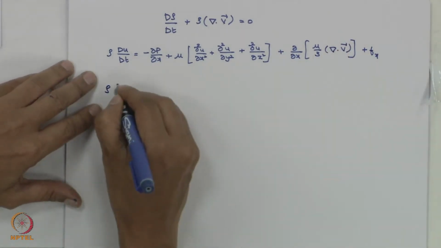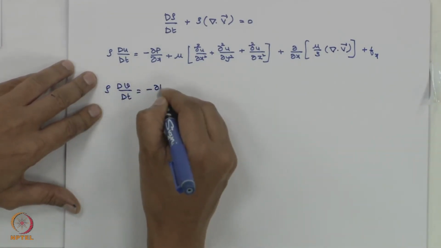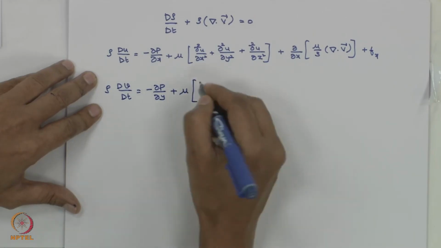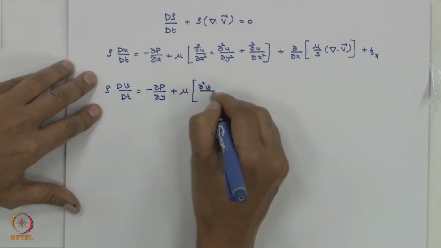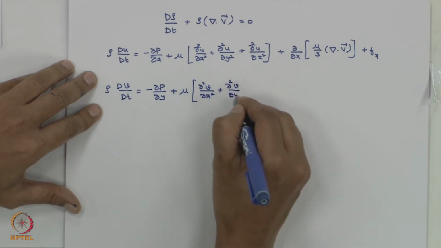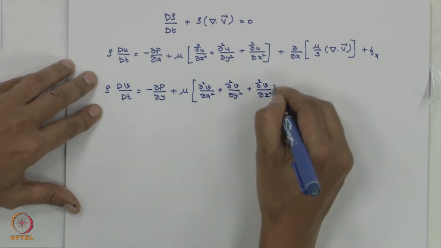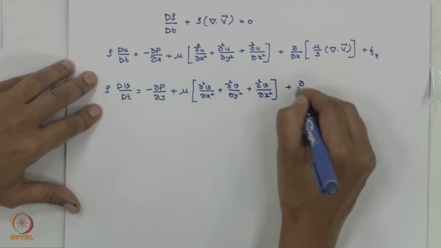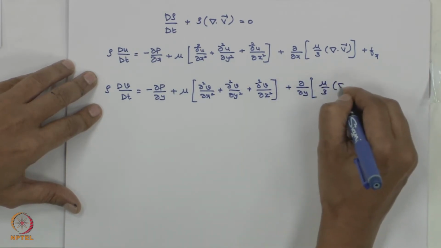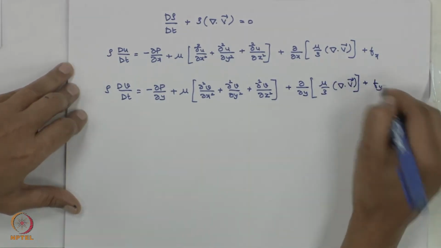The y momentum equation is rho dv by dt equal to minus del p by del y plus mu times del squared v by del x squared plus del squared v by del y squared plus del squared v by del z squared, plus del by del y of mu by 3 del dot v, plus fy.